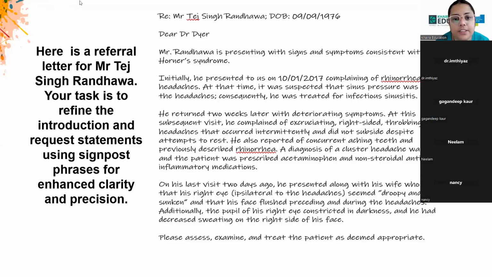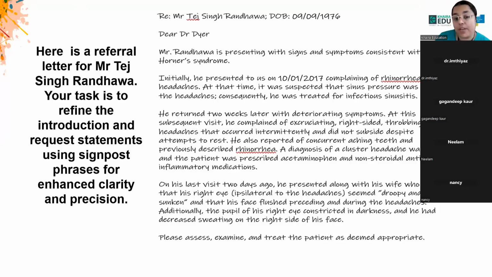Okay, I see the responses coming in the chat box. One is the introductory, and the second one is the final, the request paragraph. I mean, the statement in which the request is mentioned. Please assess, examine, and treat Mr. Randhawa as deemed appropriate. How can you enhance both of these? Okay, let's start with the first one, the introductory one. What statement do you think can be put there in order to set the context?